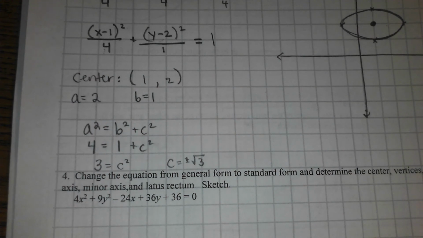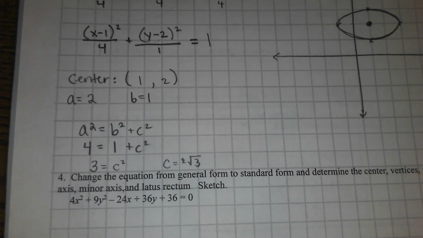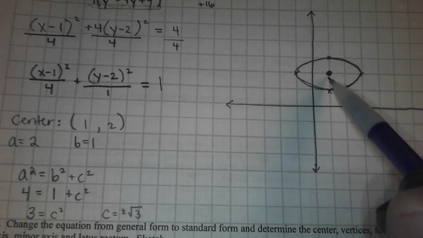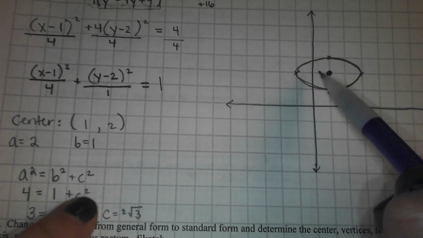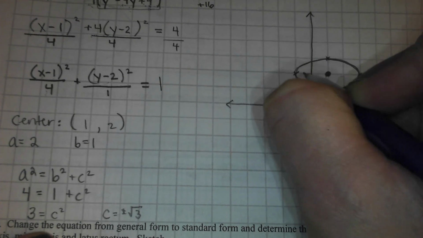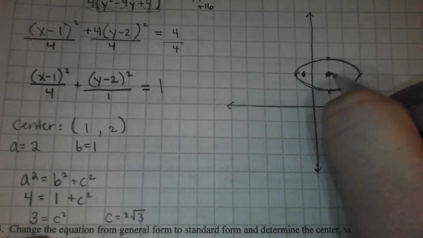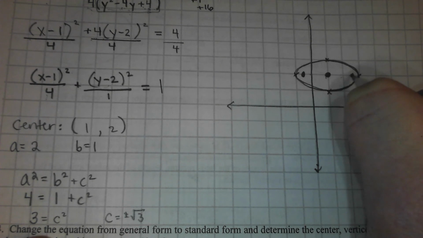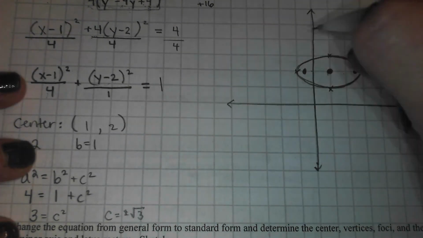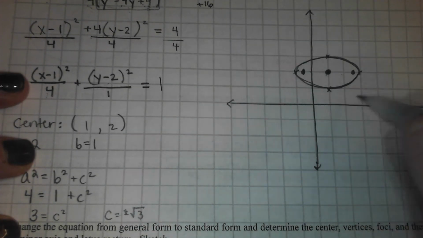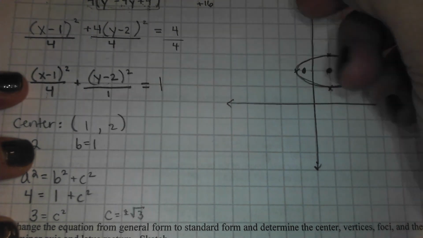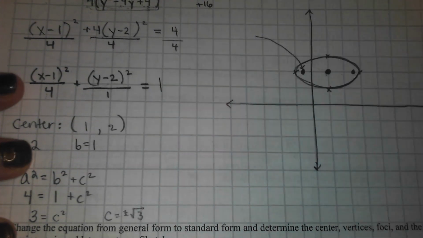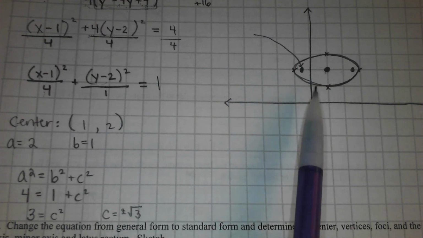And remember, C is the distance that the focus is away from the center. So your foci are going to be along your major axis. Is our major axis running left, right, or up, down? Left, right. So I'm going to go root 3 units to the left. Now root 3 is like 1.7-ish. So 1.7-ish will put me there. And 1.7-ish units to the right. So especially when it's a smaller ellipse, you don't want to try to squeeze labels in. So what would the coordinates be for that point?